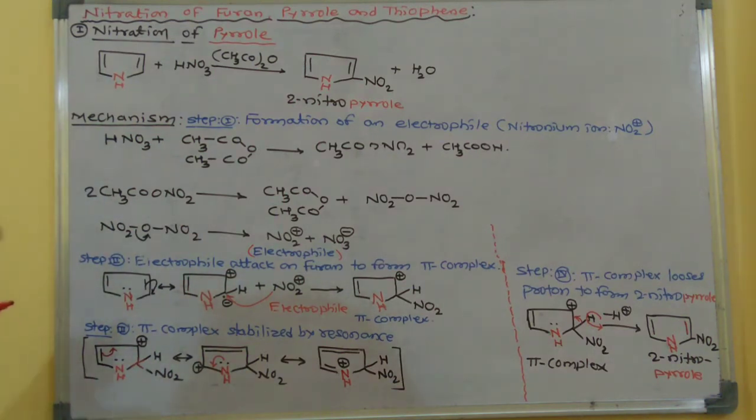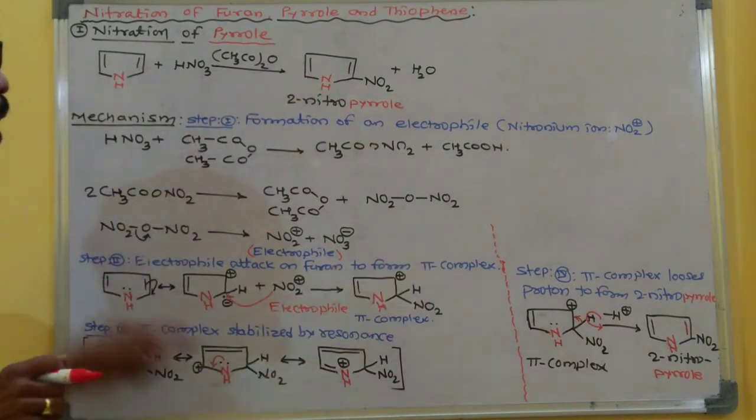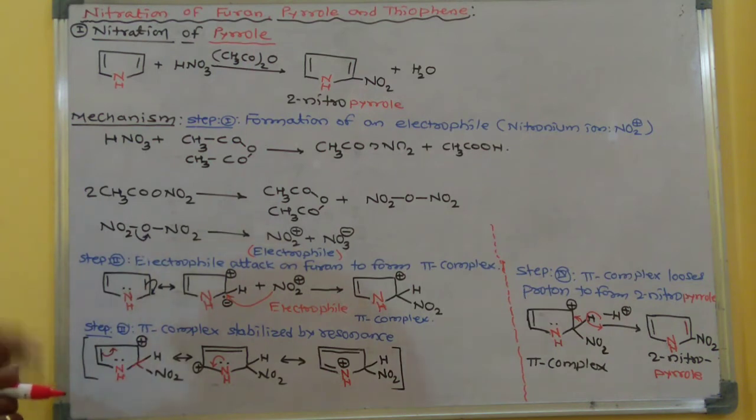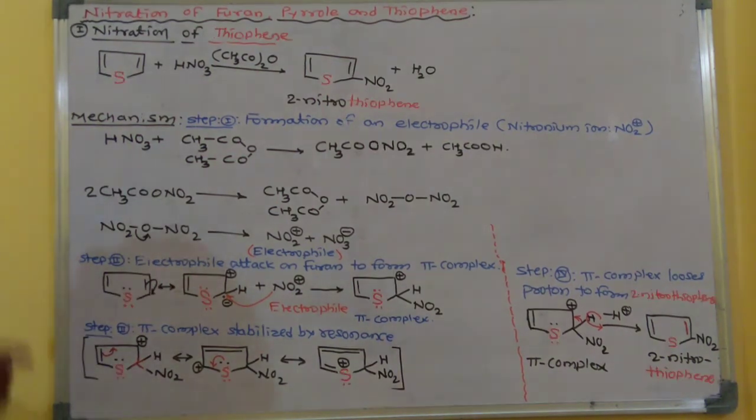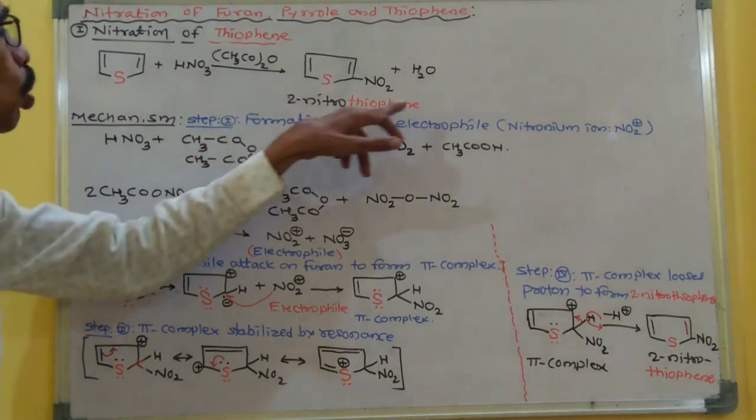Similarly, the same mechanism will be followed for the nitration of thiophene. In place of NH, we can substitute S, and we will get the nitration of thiophene. So all these three mechanisms are the same. For the nitration of thiophene, in place of oxygen we have substituted S to form 2-nitrothiophene.